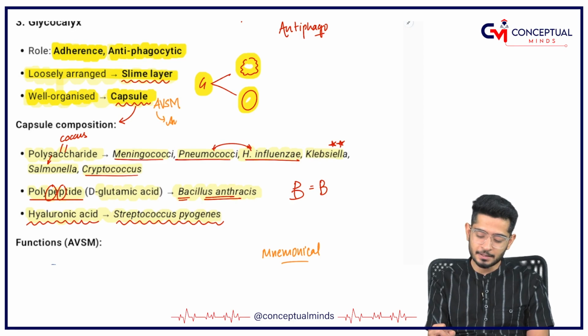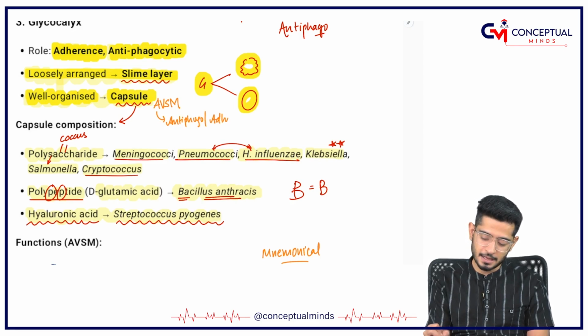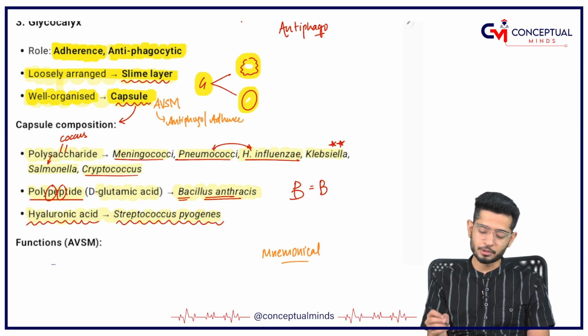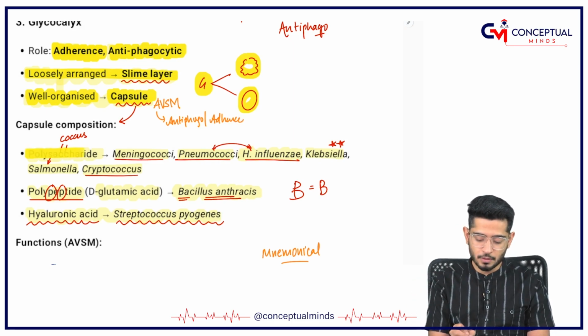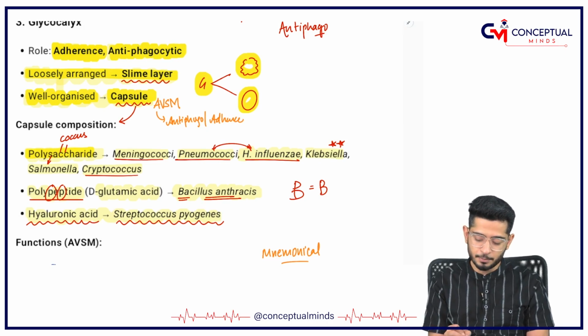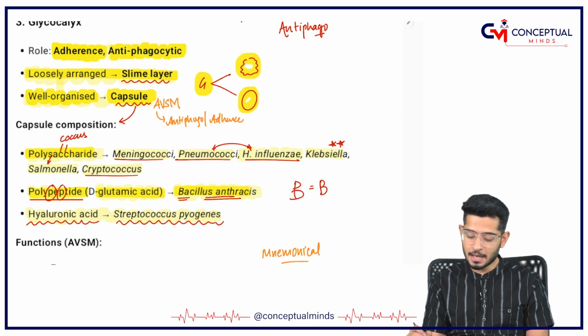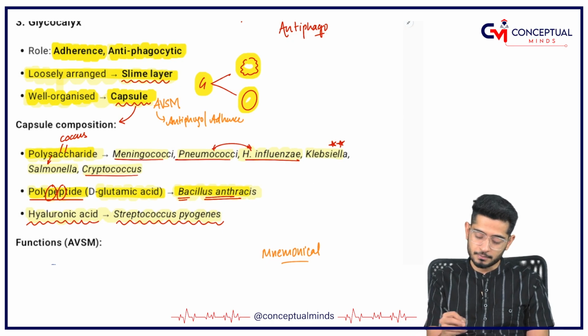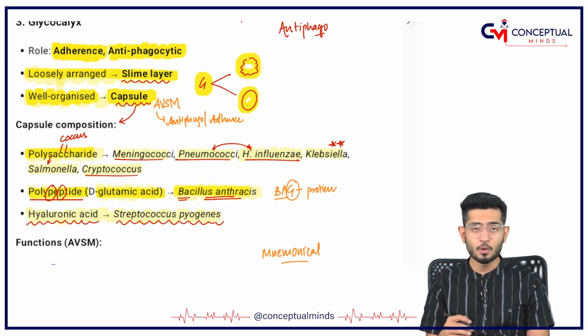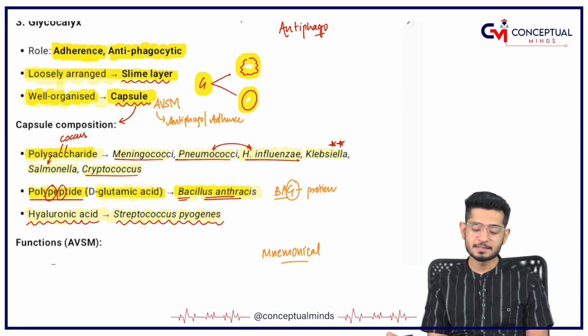A for anti-phagocytosis and the other one is adherence. And I have told you that every organism is going to have polysaccharide except polypeptide, that is by the glutamic acid and Bacillus anthracis. I have told you polypeptide, or even leave this mnemonic, just remember the mnemonic BAG, that means glutamic acid, and glutamic acid is a protein, that is why we say it is a polypeptide, whereas all others have polysaccharide.